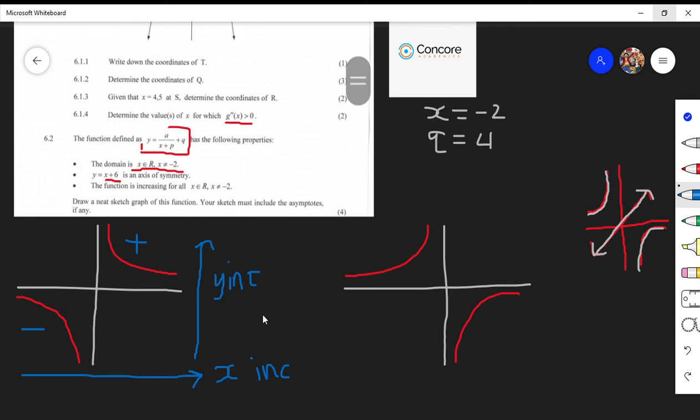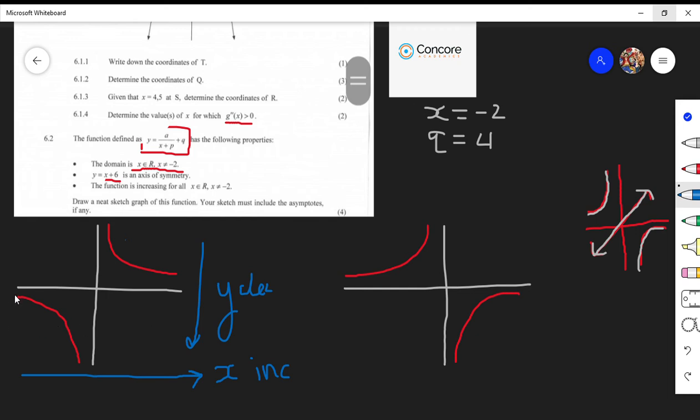Oh wait, sorry, I made a mistake here. The y values are decreasing, sorry. Yeah. So as it's going to the left, you can see that the y values are decreasing, right? Which means that this is a decreasing function, right?